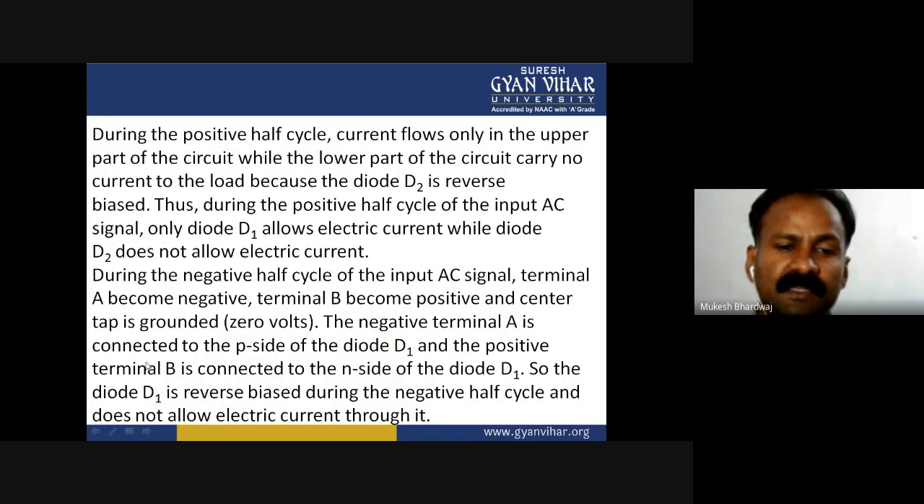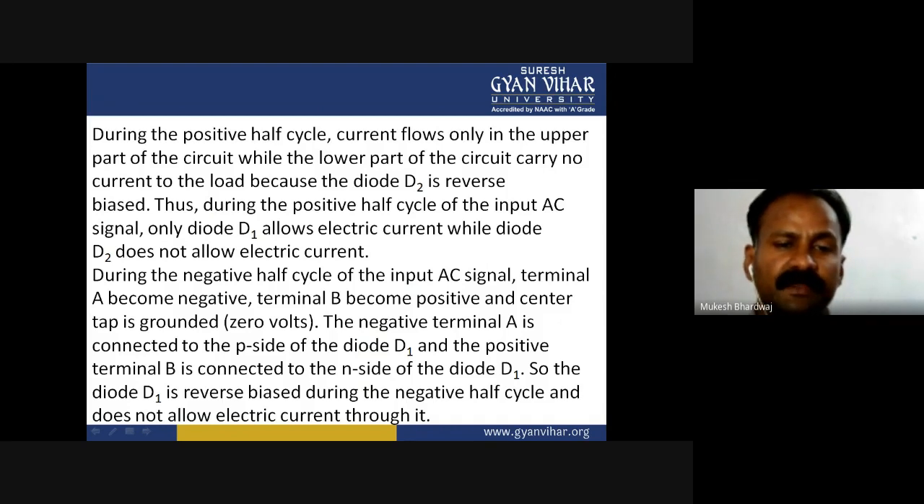During the positive half cycle, current flows only in the upper part of the circuit, while the lower part of the circuit carries no current to the load resistance or to the load. Because the diode D2 is reverse biased during the positive half cycle of the input AC signal, only diode D1 allows electric current, while diode D2 does not allow electric current.